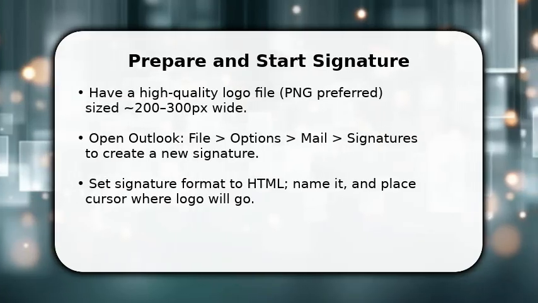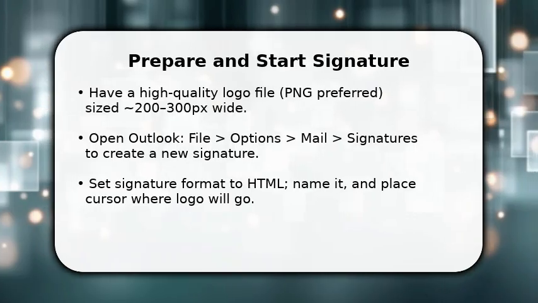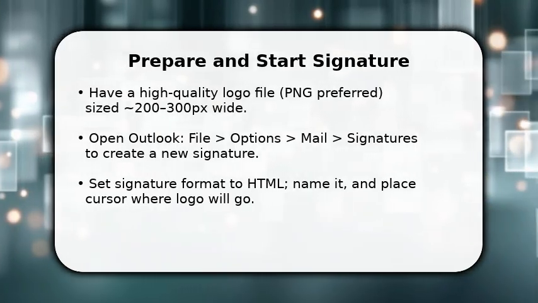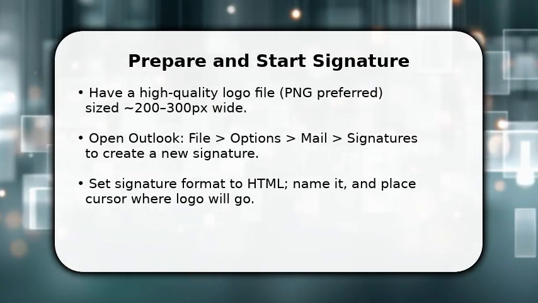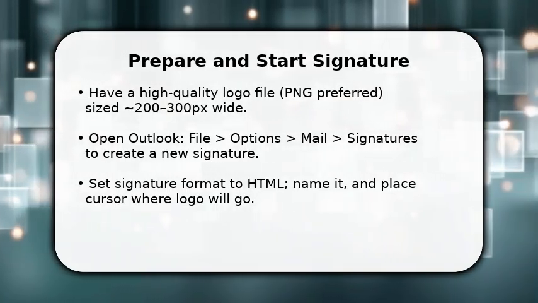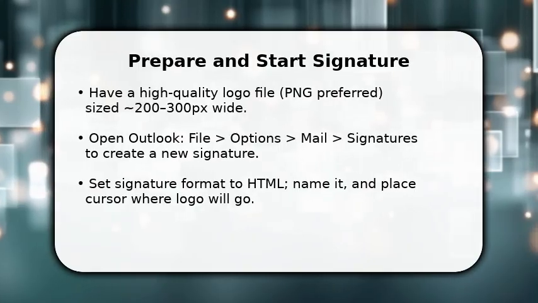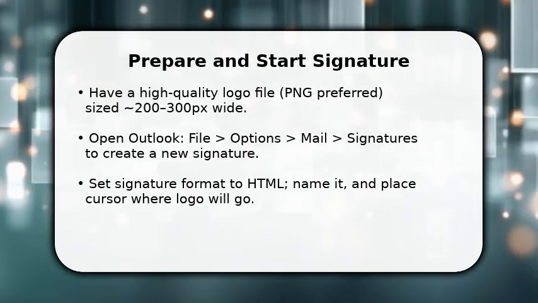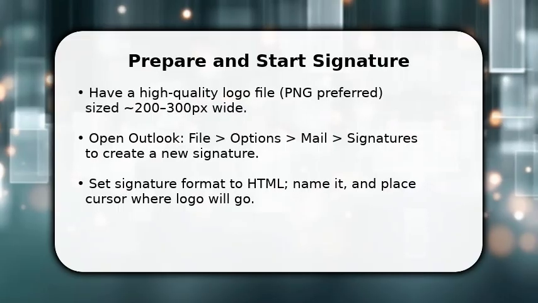You begin by preparing one clear PNG logo, sized about 200 to 300 pixels wide so it scales well. Next, open Outlook and go to File, Options, Mail, then Signatures. Create a new signature and choose HTML as the format because that preserves images and styling.